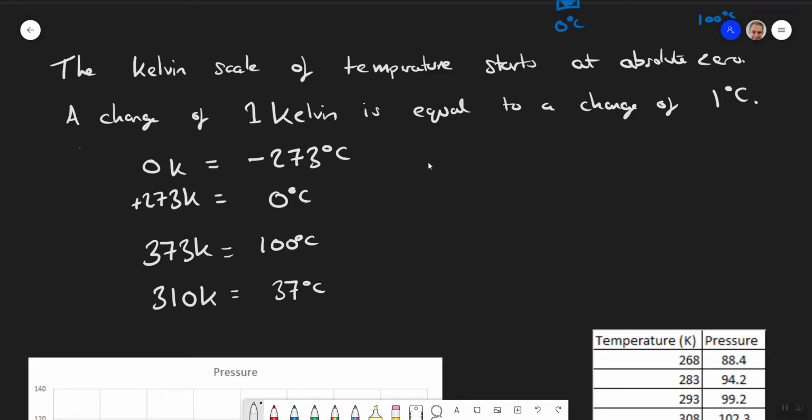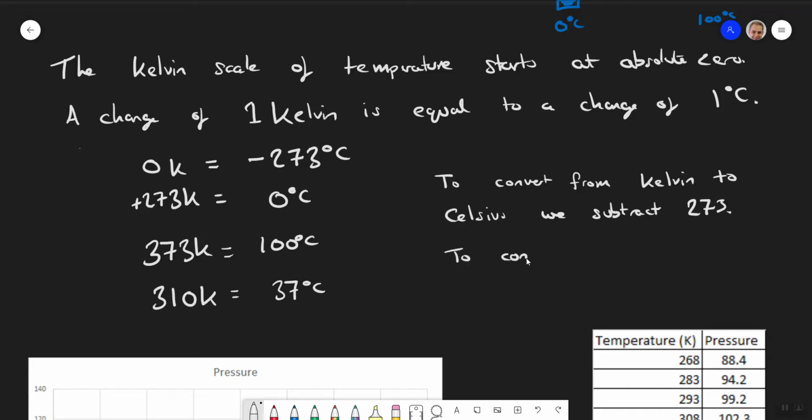Okay, and this is how you convert between the two. It's a thing you need to do every now and again. So to go from Kelvin to Celsius, we subtract 273, and to convert from Celsius to Kelvin, we add 273.